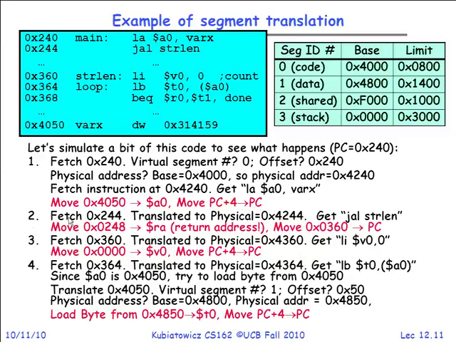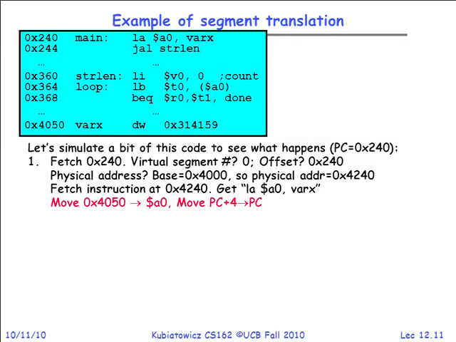The next thing we're going to do is load what's in A0, which is basically var x. Where's var x? Does everybody see that here? Var x has 4050 in it. So basically, we're going to load 4050 into A0. So 4050 moves into A0, and we're going to add 4 to the PC. Now, questions on that translation, just that little segment there.